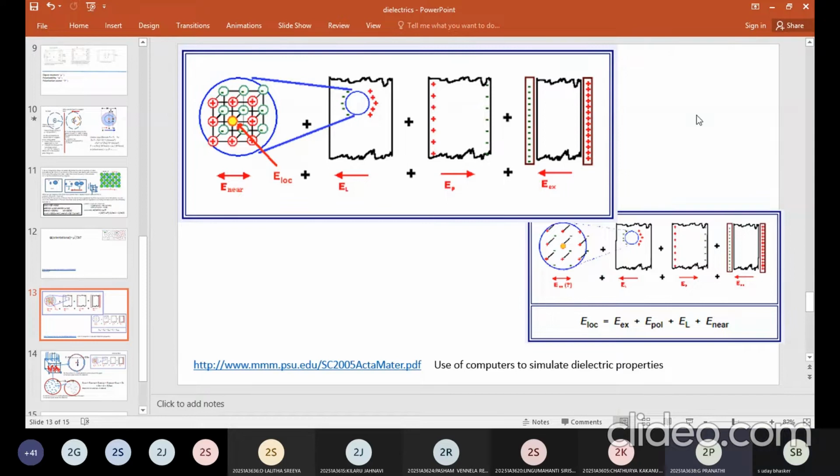Electronic polarization, ionic, and the third one is okay. Good anyway. Good try.